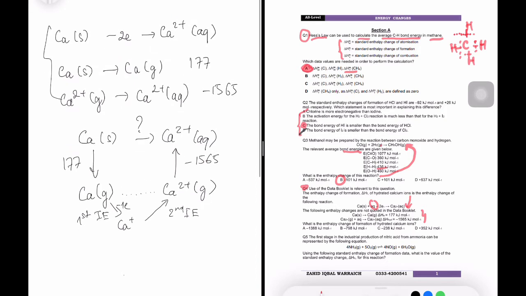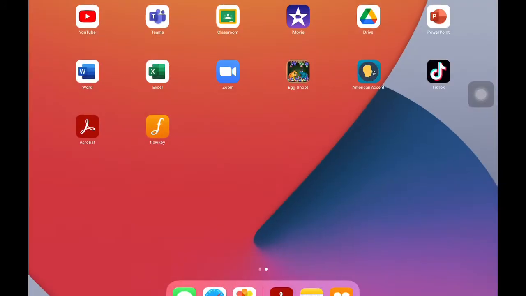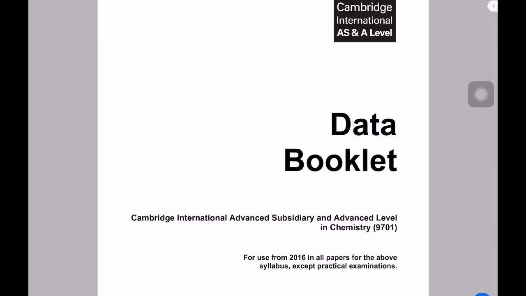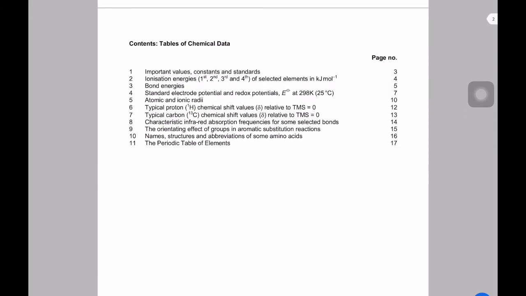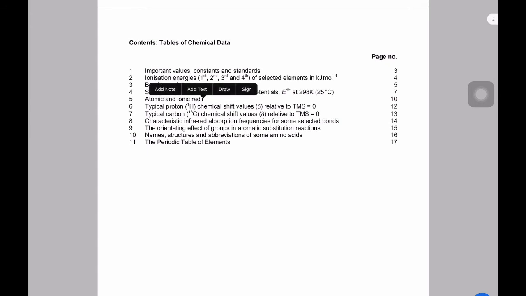So actually, these two numbers we don't know, and they refer to the booklet. So you can find out these numbers from the booklet actually. Okay, so you need to familiarize yourself with the data booklet here. So in this booklet, you can find ionization energy, you can find bond energy, you can find atomic radii, and other numbers as well, even the periodic table. So make yourself familiar with the data booklet, you will need it.